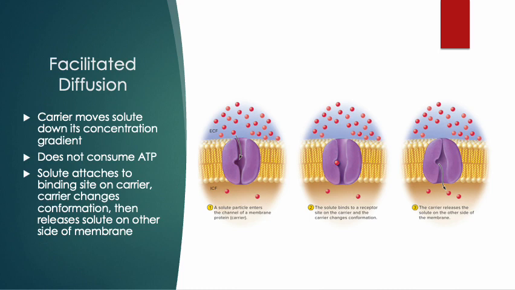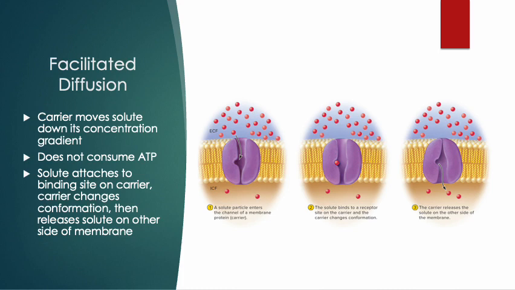The solutes are going to attach to a binding site on the carrier. The carrier is going to change shape, open up, allow for passage of a certain size or certain shaped particle, and then it's going to enter it, and then the carrier is going to open up again or change shape so it can come out the bottom.